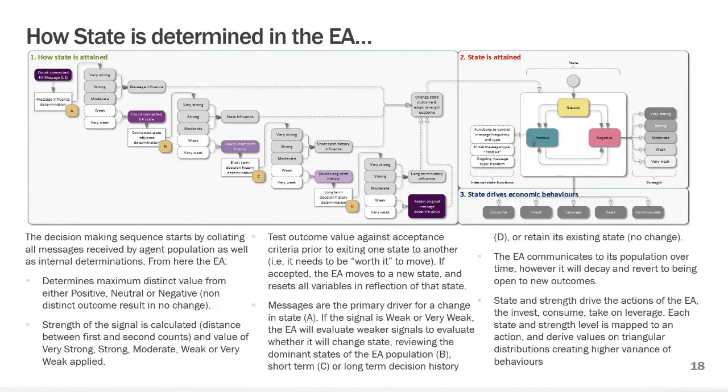Once a state is attained, I mentioned these levels of very high, moderate, and very low through the 5 states, and it then drives my outcomes, whether I consume, whether I invest, and so on and so forth. State is also an internal function, so it erodes over time. The one really key thing is that even though it might be positive, very strong, this drives how I message my population, and subsequent to that, it erodes over time. So a very strong state means I will communicate for a longer period of time, but if it's weak, then it's a very short period of time. Then I'm open to other signals to change my state.